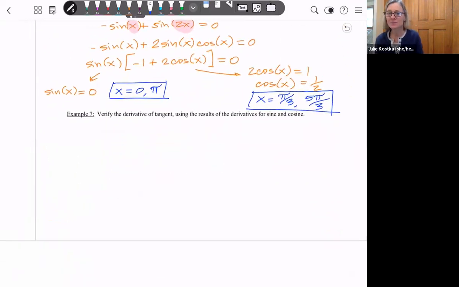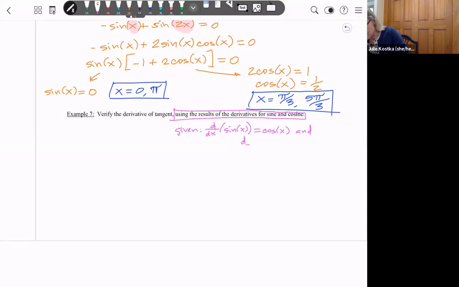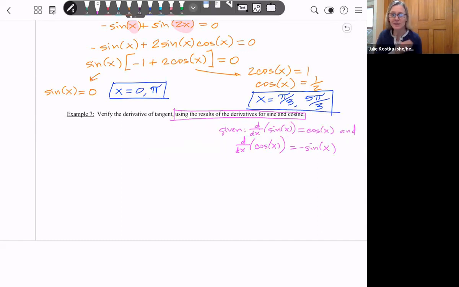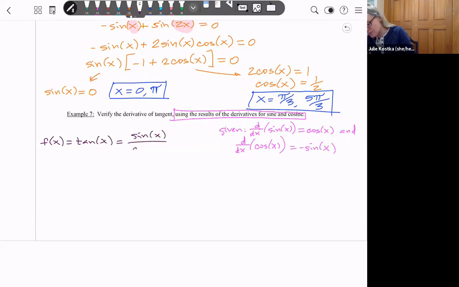Example 7. Now that we know the quotient rule, we can derive the derivative for tangent. So we get to start with, or I can treat as given, d dx of sine of x equals cosine of x, and d dx of cosine equals negative sine. We're going to use those in order to derive the derivative for tangent. This is exciting. F of x equals tangent of x, which we remember is the quotient sine over cosine.